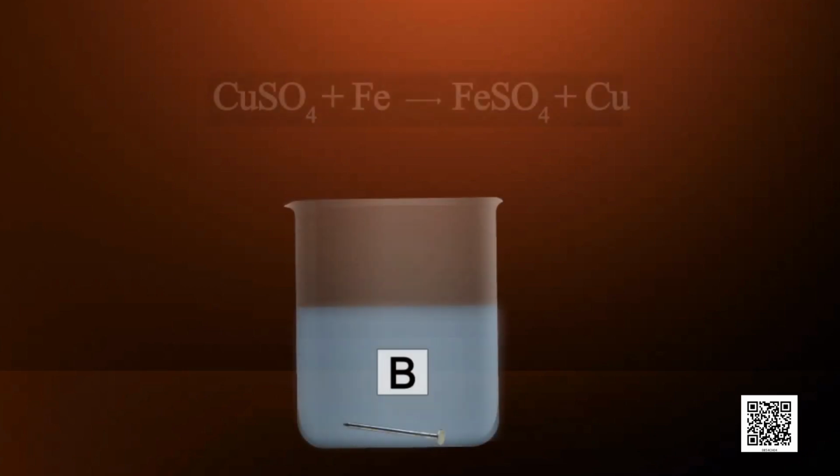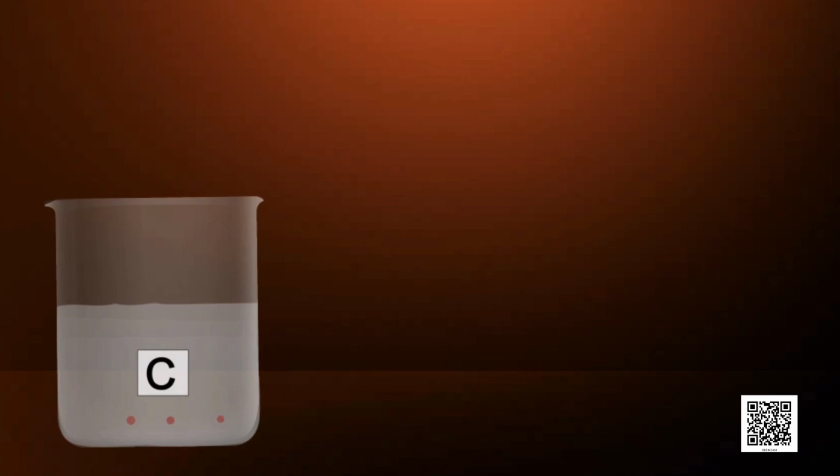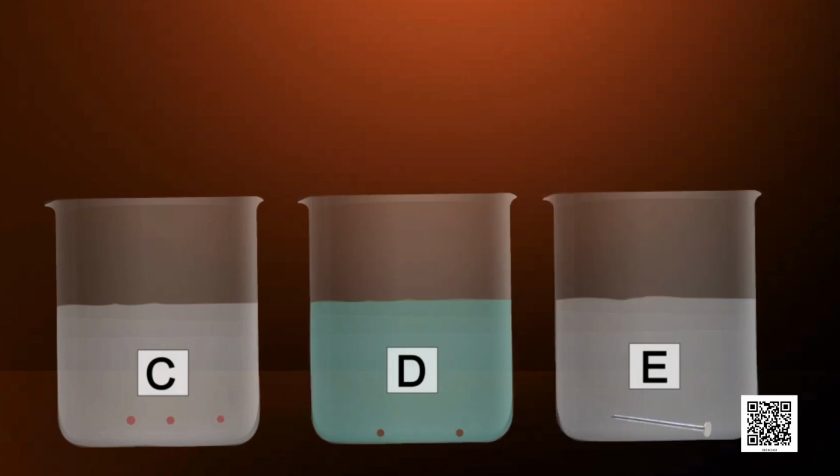Similarly, in beaker B, blue color of copper sulfate solution turns to green. In this beaker, iron sulfate is formed in place of copper sulfate because iron displaces copper from its salt solution. You will observe that there are no changes in beakers C, D and E. Why?